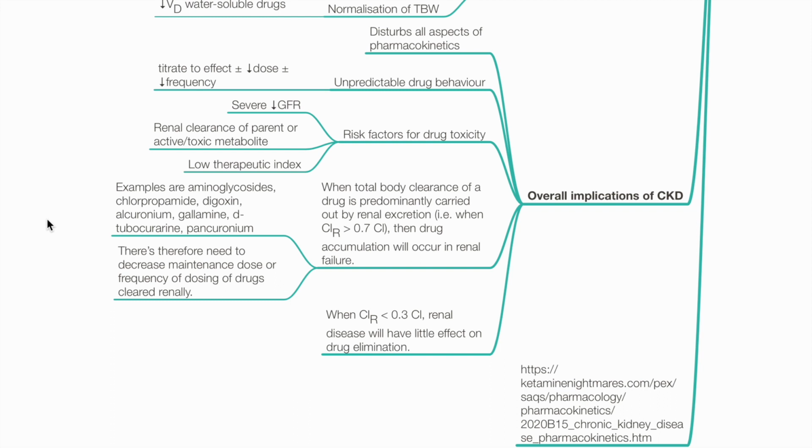when renal clearance exceeds 0.7 of total clearance, then drug accumulation will occur in renal failure. Examples of these drugs include aminoglycosides, chlorpropamide, digoxin, alcuronium, gallamine, D-tubocurarine, and pancuronium. Therefore, there is a need to decrease maintenance dose or frequency of dosing of these drugs. When renal clearance contributes to less than 30% of total clearance, renal disease will have little effect on drug elimination.